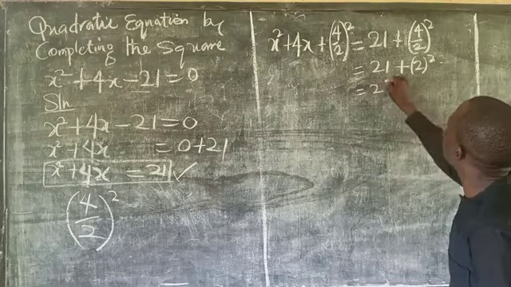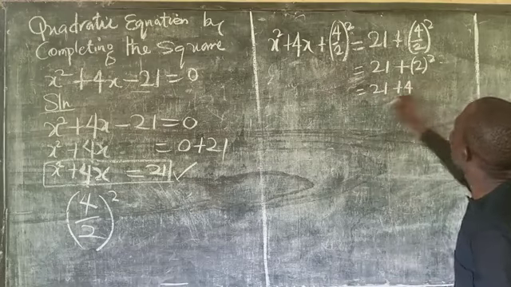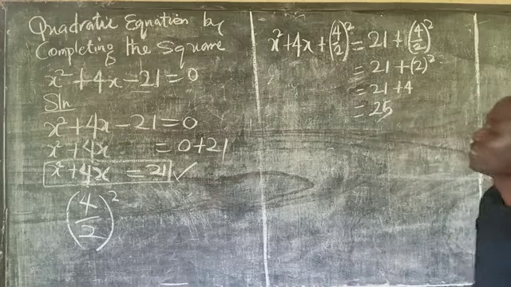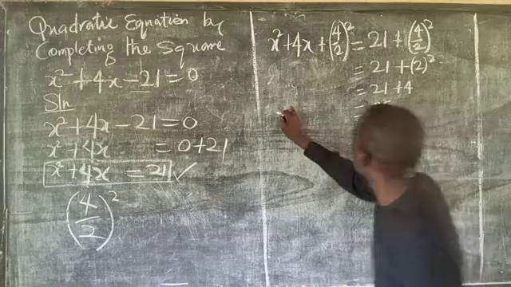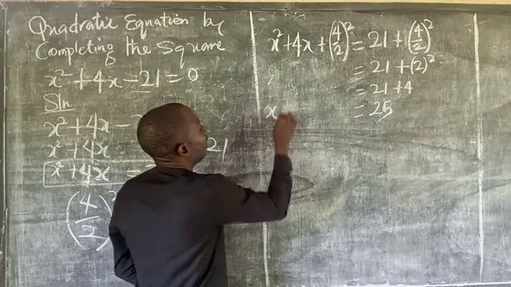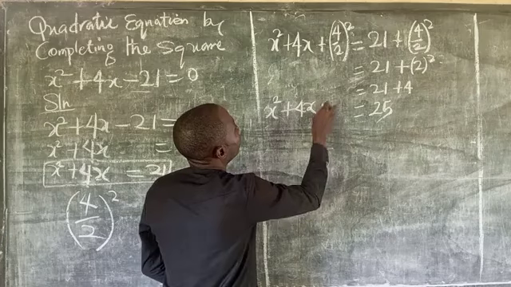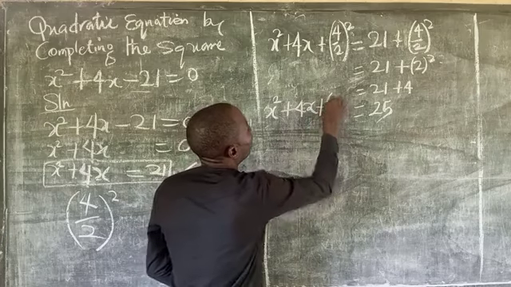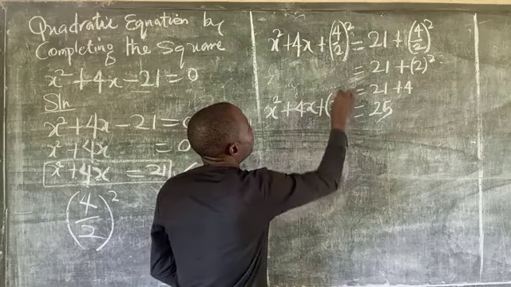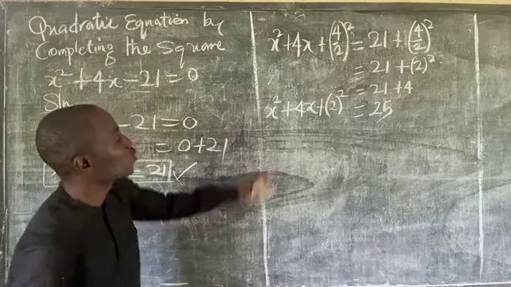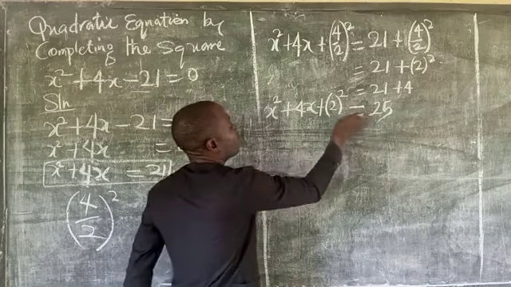And 2 squared is what? 4. And this side, 21 plus 4, that is 25. You see that? This becomes s squared plus 4s plus 2 squared. 4 divided by 2 is 2, 2 squared. This is what we have.